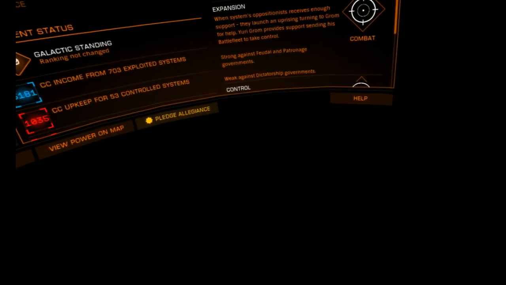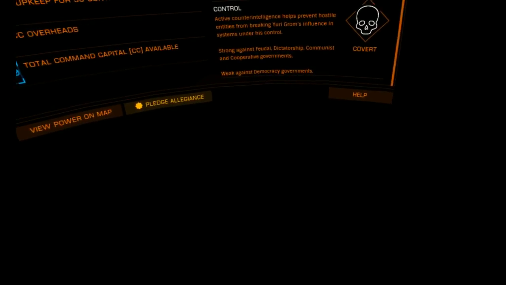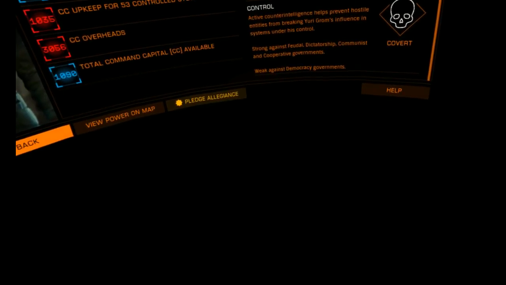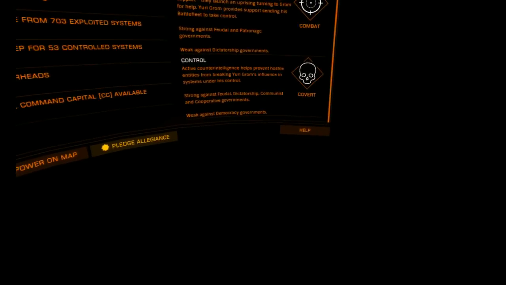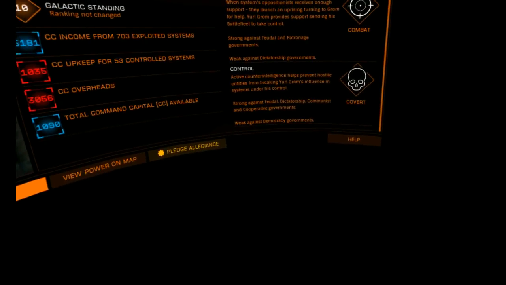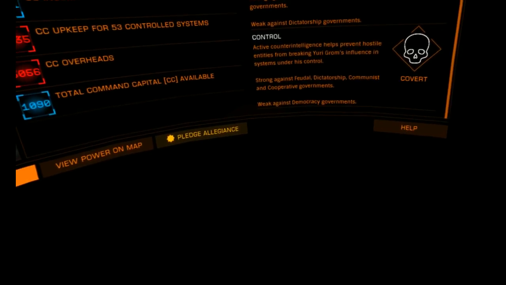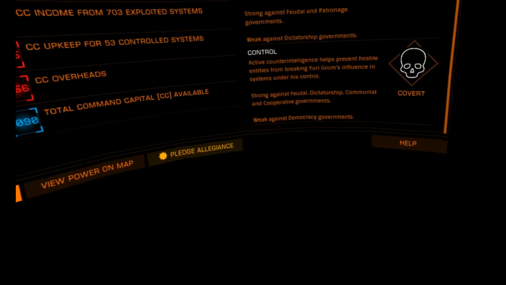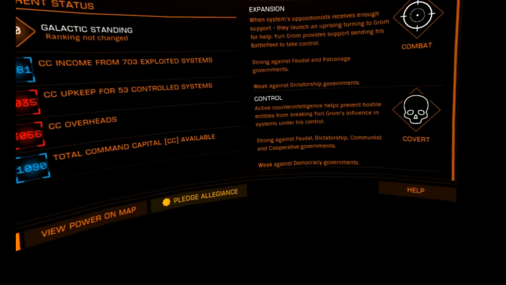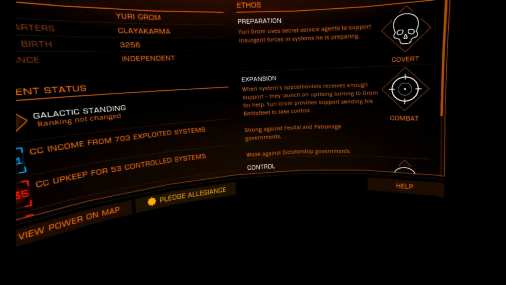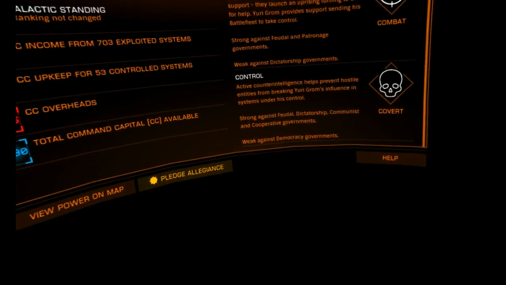A group of thugs who run around finding out who you are, what you're doing, and how it might hurt the government, or might not. How it doesn't fit in with the established order. And then they execute you, presumably, or you disappear. Covert preparation, covert control, and combat expansion.